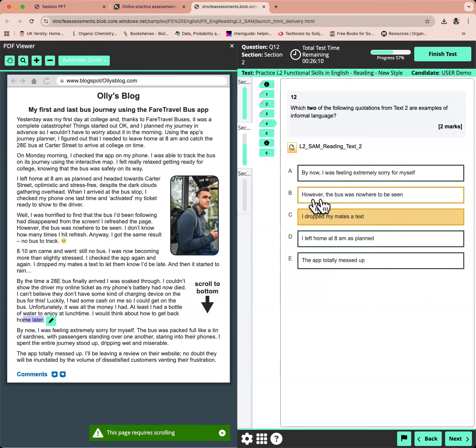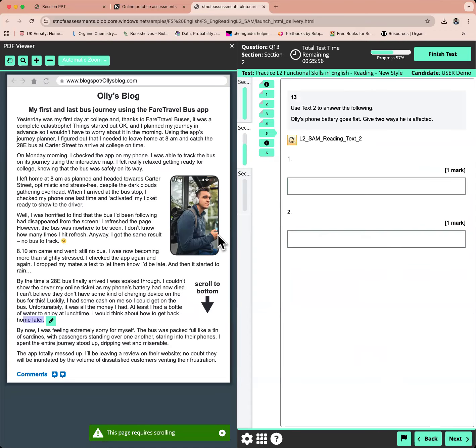And then this is one sentence. It is asking me to pick out two. However, the bus was nowhere to be seen. By now, I'm feeling extremely sorry for myself, or the app totally messed up. These could be the two areas that I think would be using informal language: messed up and mates. Now, Ollie's phone battery goes flat. Give two ways how he is affected.